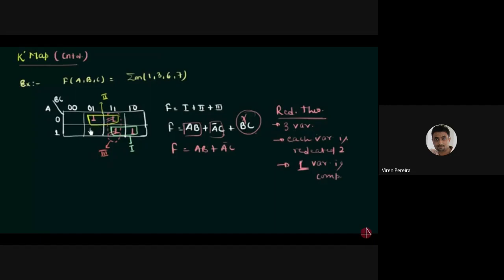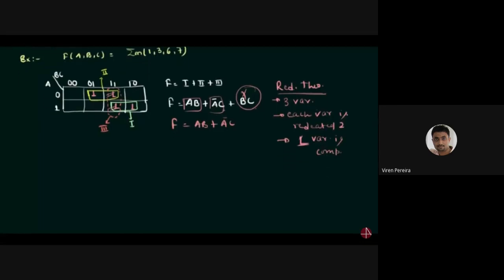So this is something that you should keep in your mind while solving the K-map. You should not do the things which are redundant in the pairing. Okay. So this was the first example in this lecture. Now we will move to our second example.